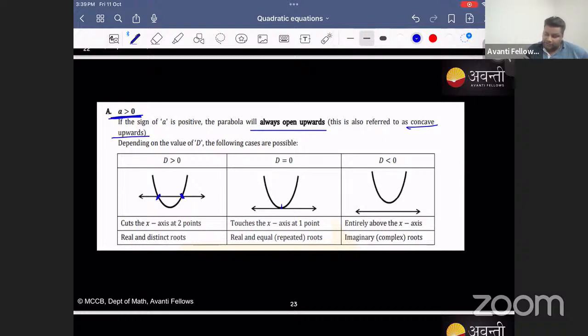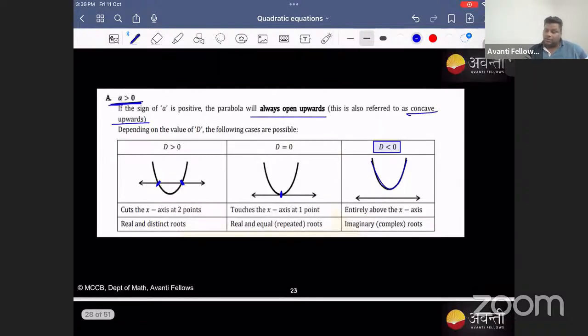So in that case, graph will be touching x-axis. And if D is less than 0, the graph is not intersecting x-axis. So the graph will pass above the x-axis like this. Am I correct? Entirely above the x-axis. In this case, we say imaginary or complex roots. Now, this is an important case. If D is less than 0, then this y, which is ax square plus bx plus c, is greater than 0 for every x belongs to R.